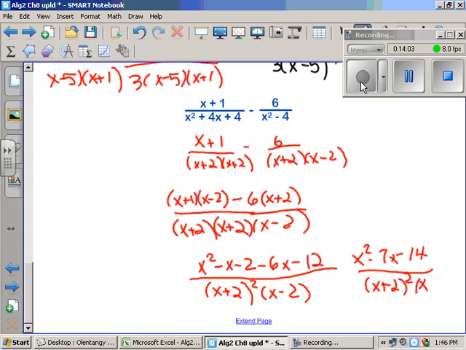Can I factor x squared minus 7x minus 14? No, because the only two ways to get 14 are 14 and 1 and 7 and 2. Do either of those add up to be 7? No. No, so we're done. That's it.